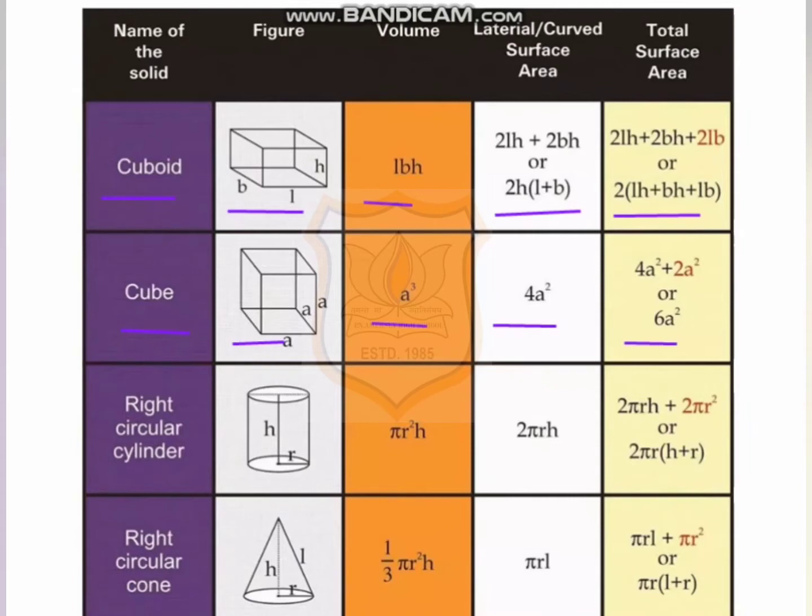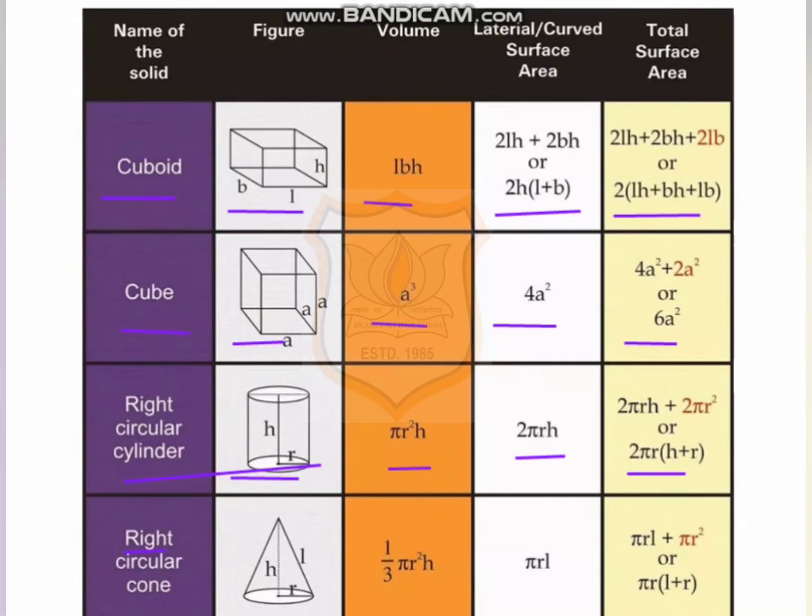In the same way, the right circular cylinder. The figure of the cylinder is as shown here. Volume is pi r square h. Curved surface area is 2 pi r h. TSA is 2 pi r (h plus r).